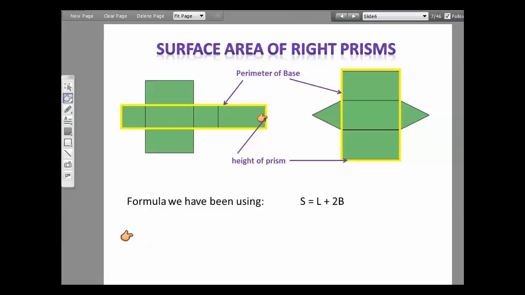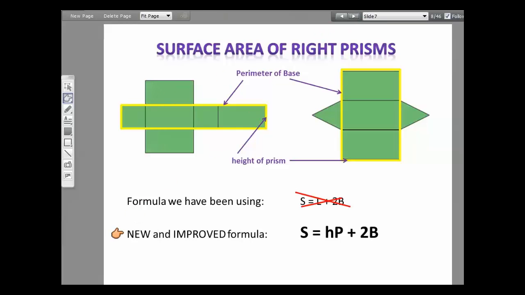Okay? This here is the formula we have been using to calculate the total surface area. It tells us to find the sum of the areas of all the lateral faces, and here they are, and then to add that to the area of the base times 2, because there are two bases. Check this out, the new and improved formula.